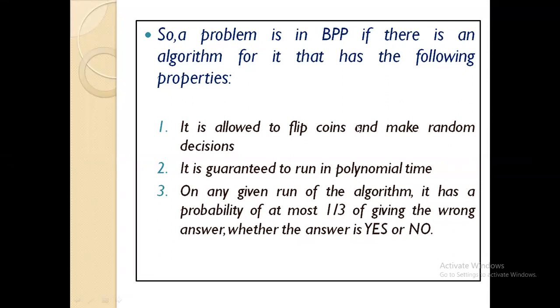So I'm repeating again, as it is very important. A problem is in BPP if some properties are satisfied. First, it can make a random decision. Second, it is guaranteed to run in polynomial time. And for any run, the maximum probability for which a wrong answer may come is 1/3.